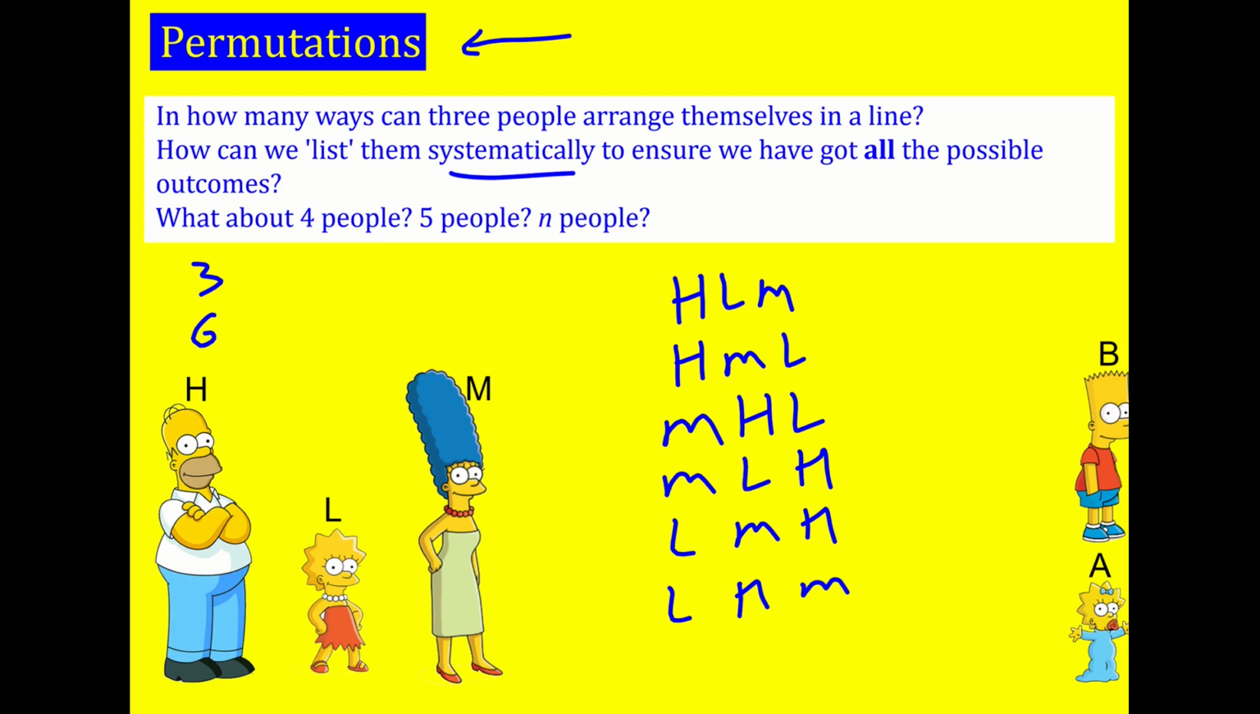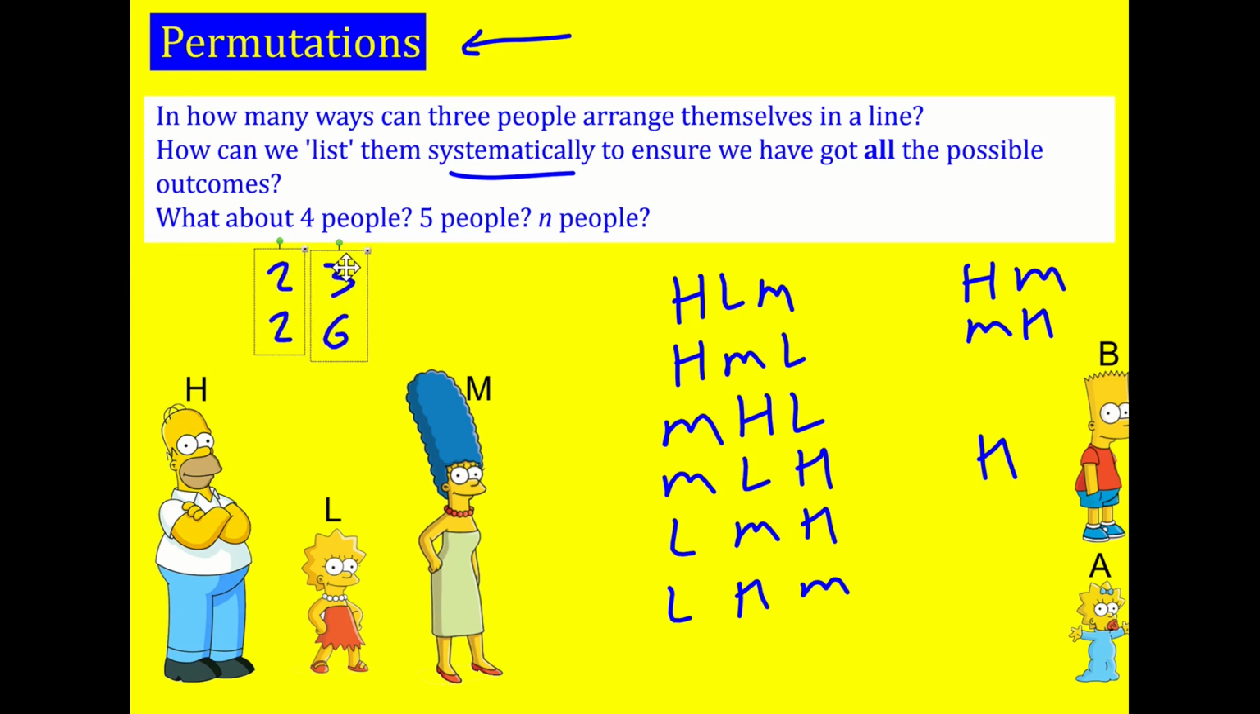Well, actually, there's a little sort of cheat version you can also use to help work out what's going on. We could have just looked at 2 people. So for 2 people, if we just take Homer and Marge, then it's going to be Homer Marge or Marge Homer. So 2 gives 2. And actually, you could even say that 1 gives 1 because there's only one way that I could arrange Homer, for example. So let's build that into the table as well. And actually, this is the number of people, and this is the number of permutations.